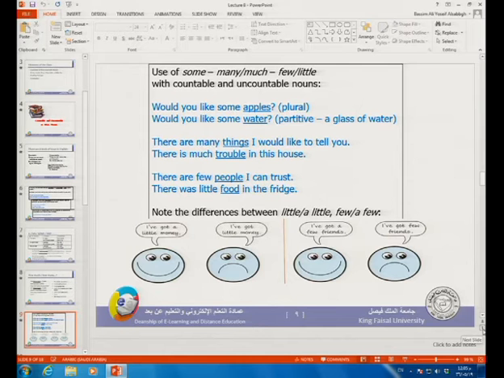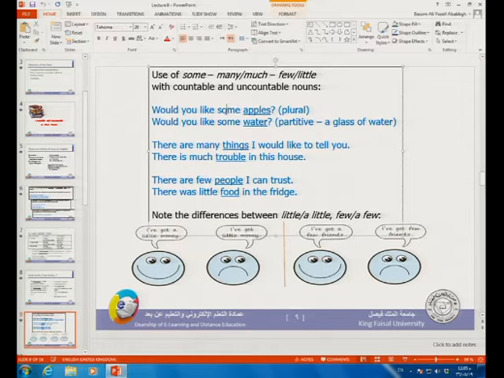Use of some, many, much, few, little, which count with countable and uncountable nouns. Would you like some apples? If I ask you this question, why do we use some here? Why don't we use any? We said that in questions we use any, right? That's not a question, it's an offer. Would you like some apples? Would you like some water? That's an offer as well. So here it's used with a plural countable noun, and here with an uncountable noun.